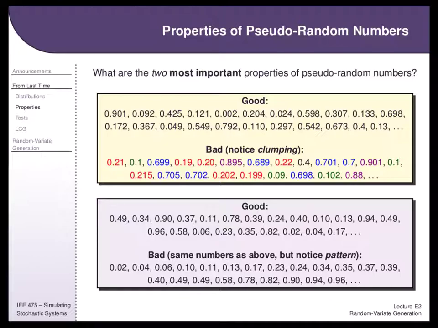So these were sort of a good example. There's nothing really to notice there. There's no pattern. Here I've put colors around numbers that are close together. If I was to give you examples of sequences that are obviously bad outcomes from random number generators, here you should notice that all the ones in red, 0.21, 0.19, 0.20, 0.22, 0.199, 0.202, 0.215, all cluster around 0.2.